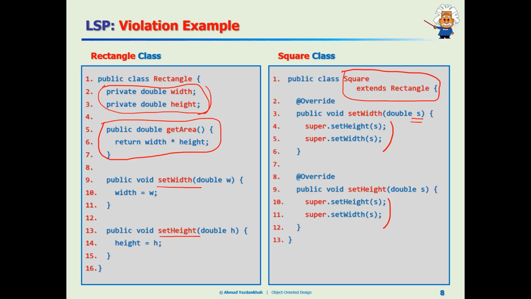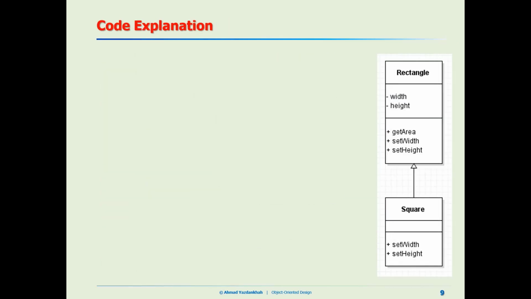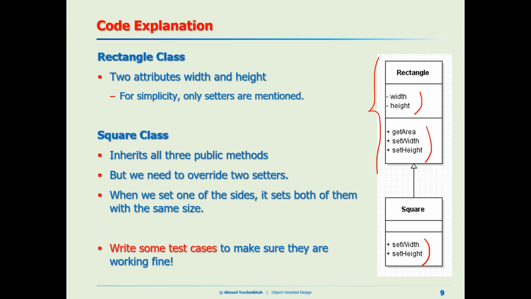Okay, so shortly I will show you the live demo, but before that, let me explain here. This is the UML diagram, the relationship between these two. These are the instance fields and these three methods, and square will inherit all of this, but we had to override these two methods, set width and set height. All of these explanations are here for your reference. You can read it later, right?